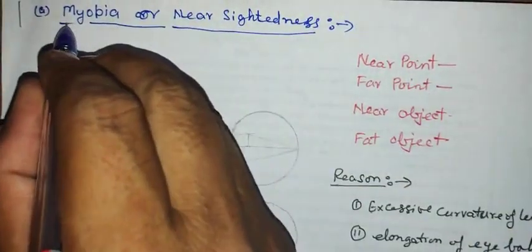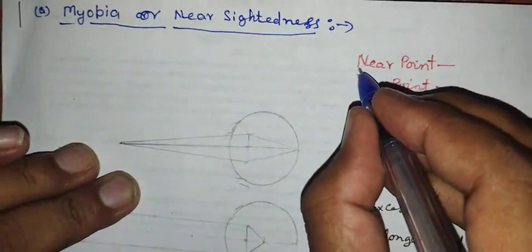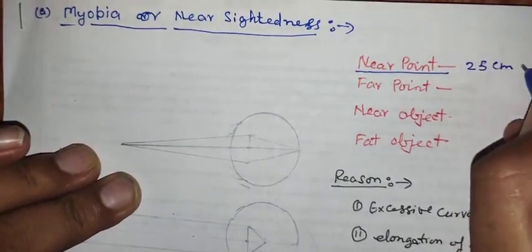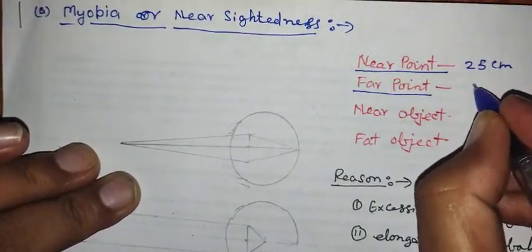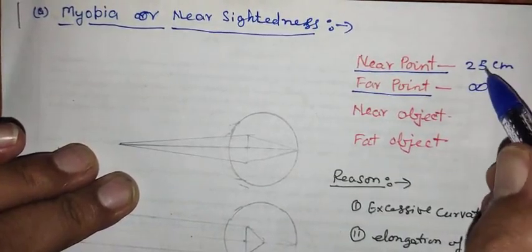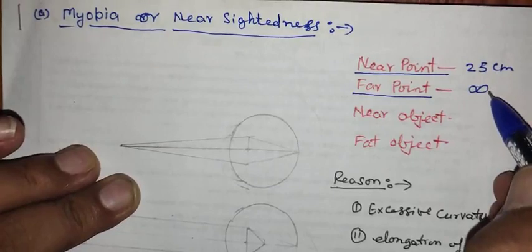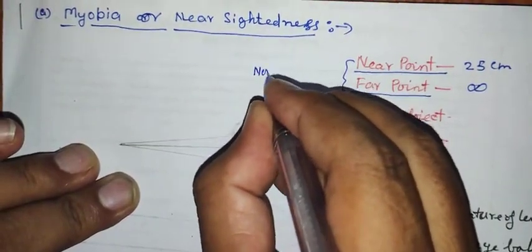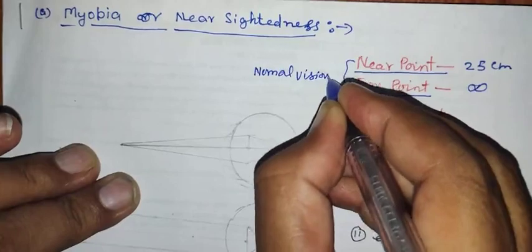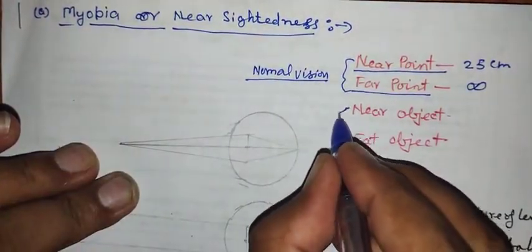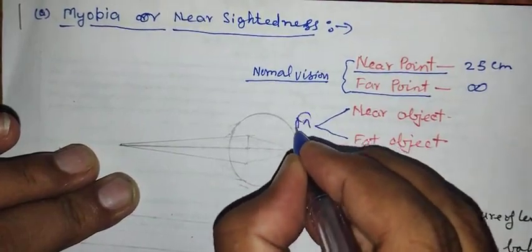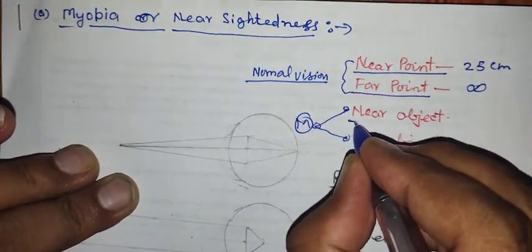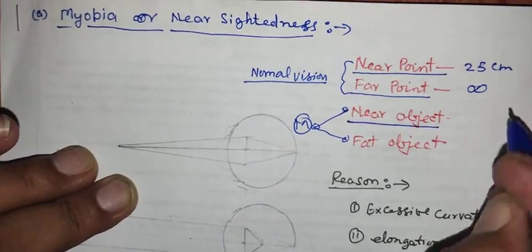Now for myopia, nearsightedness, we know that the near point for the human eye is 25 centimeter and the far point is infinite. So a person can see from 25 centimeter to infinite if the human has normal vision. But if a person is affected by myopia, it is called nearsightedness or short-sightedness.